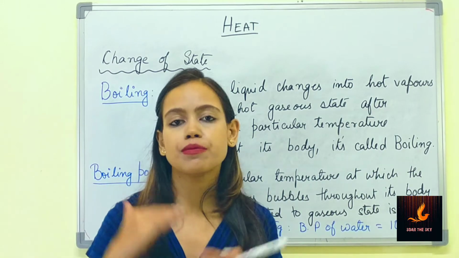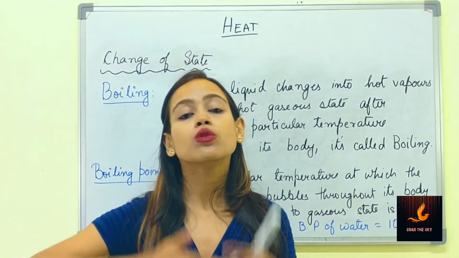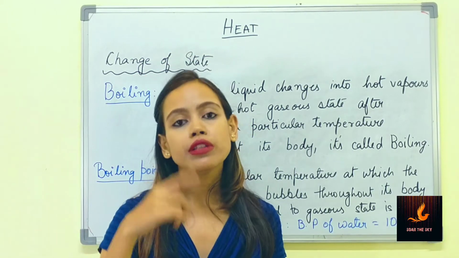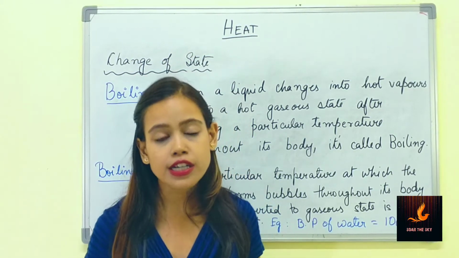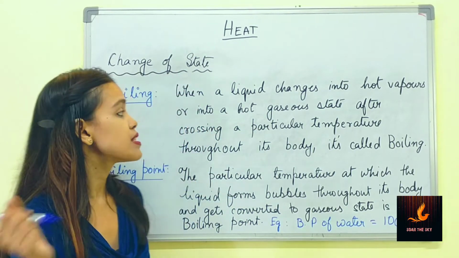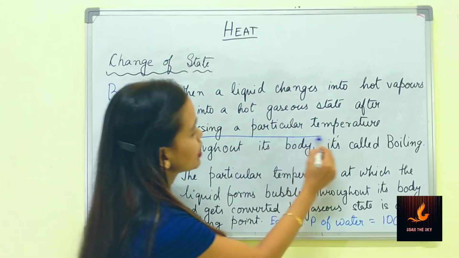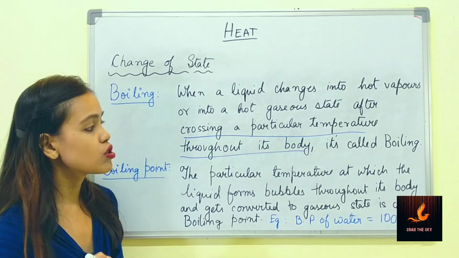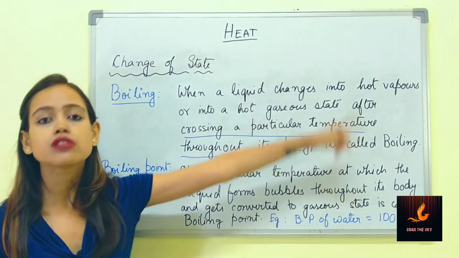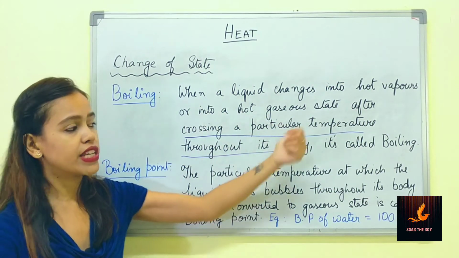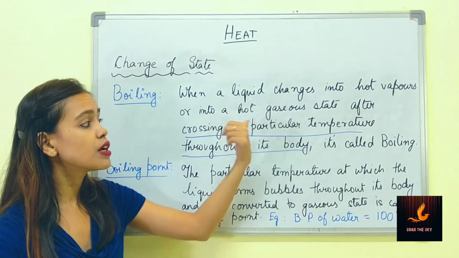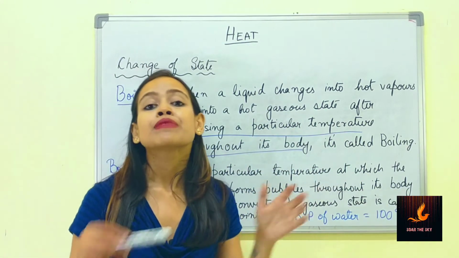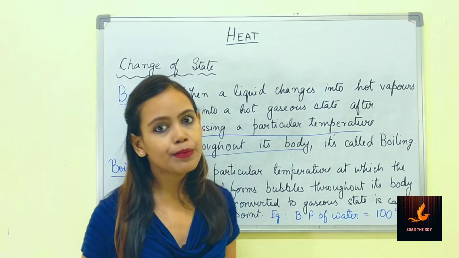So the process of boiling occurs throughout the liquid, from the top to the middle to the bottom. Throughout the liquid, the process of boiling occurs, and it only happens after crossing a particular temperature and throughout its body. So this is the definition of boiling, that is when a liquid changes into hot vapors or into a hot gaseous state after crossing a particular temperature throughout its body. It's called boiling.